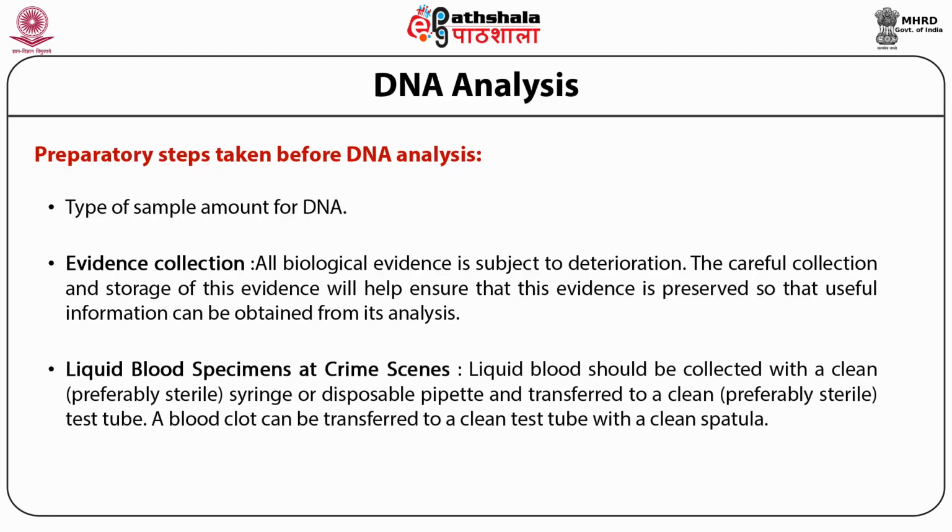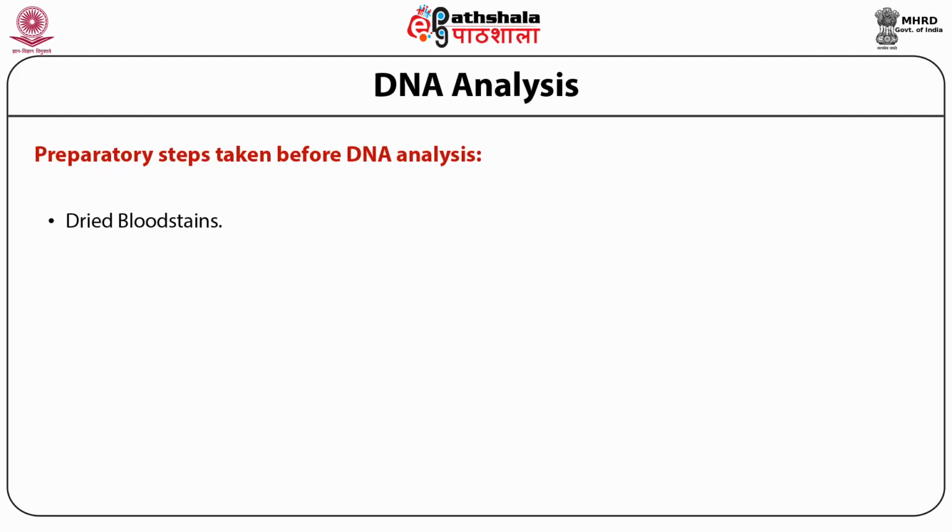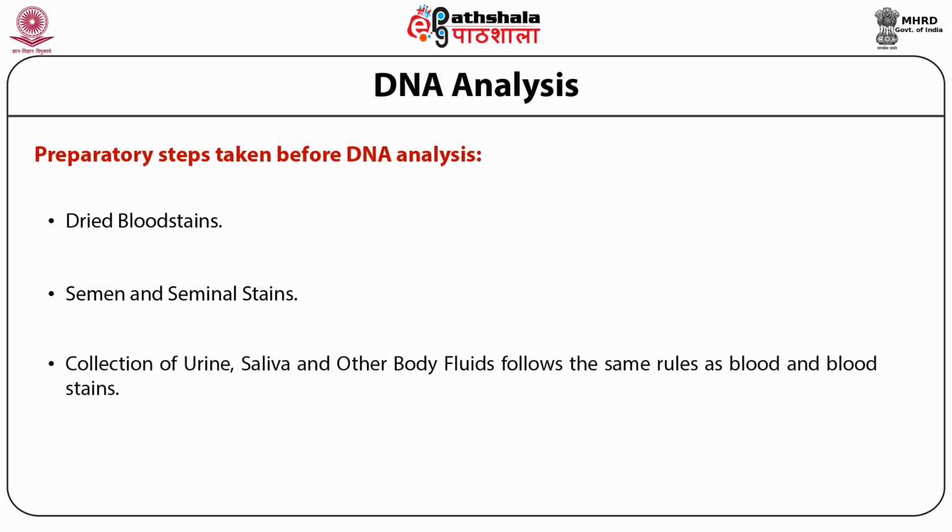Then comes the liquid blood specimen at the crime scene. Liquid blood should be collected with a clean, preferably sterile syringe or disposable pipette and transferred to a clean, preferably sterile test tube. A blood clot can be transferred to a clean test tube with a clean spatula. A clean cotton cloth can be used to soak up liquid blood or a blood clot, avoiding areas containing only serum. Then we have wet blood stains, dried blood stains, semen and seminal stains. Collection of urine, saliva, and other body fluids follow the same rules as blood and blood stains.